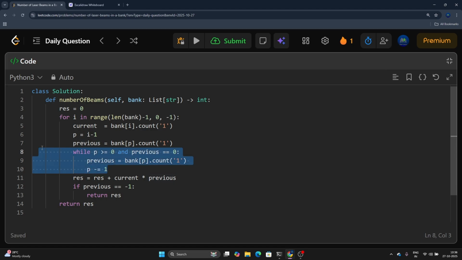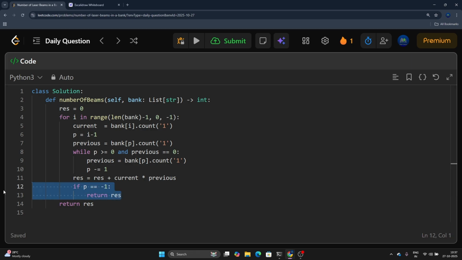This loop is going to run as long as we have a previous index which is more than or equal to 0, and the number of devices in the previous row is 0. The moment we get a row which actually contains some devices, we come out of the loop, and then we can do our counting: result is equal to result plus current multiplied by previous. That is the number of devices in the current row and the number of devices in the previous row which contains some devices. And at any moment, if our previous index is equal to -1, so I think this should be p, not previous, if p is equal to -1, we can directly return the value of result.